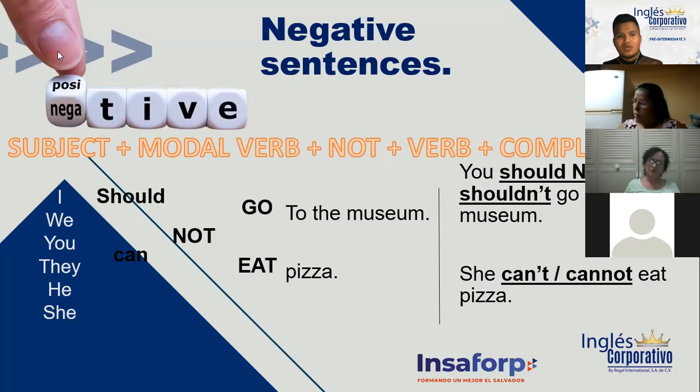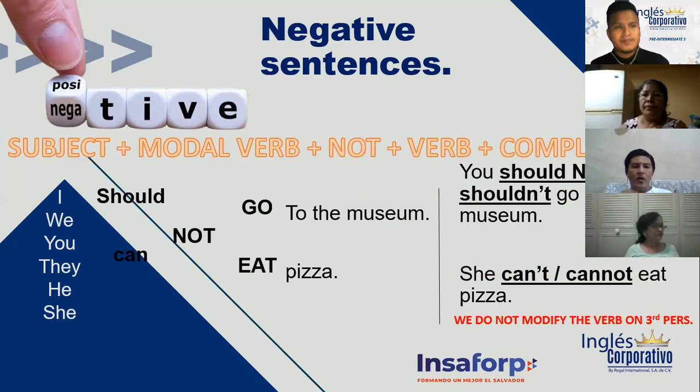Yes, the difference between the positive and the negatives, I think that is clear. You only have to add the word not after the modal verb and before the main verb. No questions at the moment? Everything's clear, teacher. Thank you. Teacher, I have a question. Go ahead, Reinaldo. What is the different pronunciation in can, cannot in the contracted form?